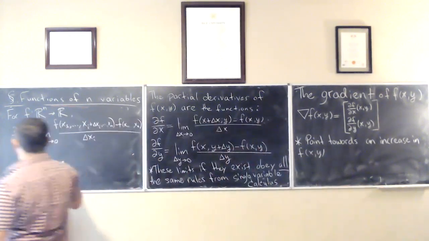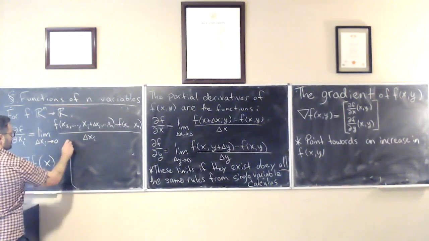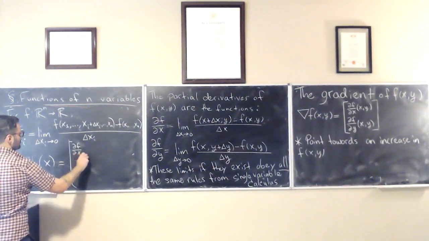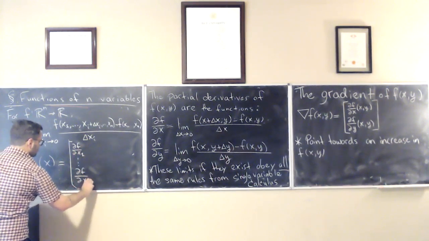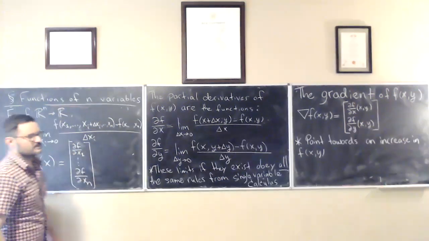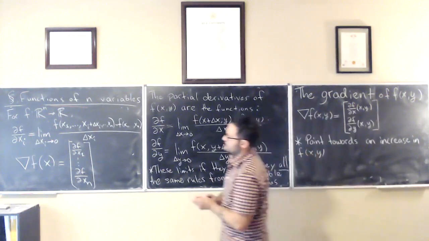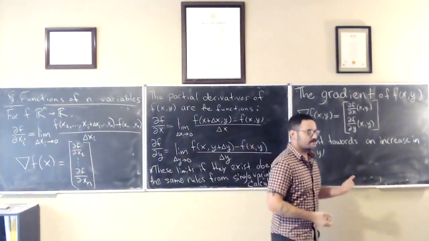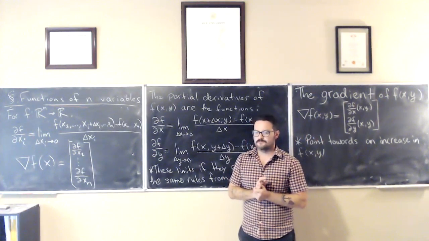And also, the gradient is the same thing. Nabla f of the vector x is just the vector of partial f partial x1 all the way down to partial f partial xn, where your inputs are n-dimensional vectors. Okay, so that will conclude our brief discussion on functions of n variables, partial derivatives, and the gradients. We will come back to this in a lecture down the line.